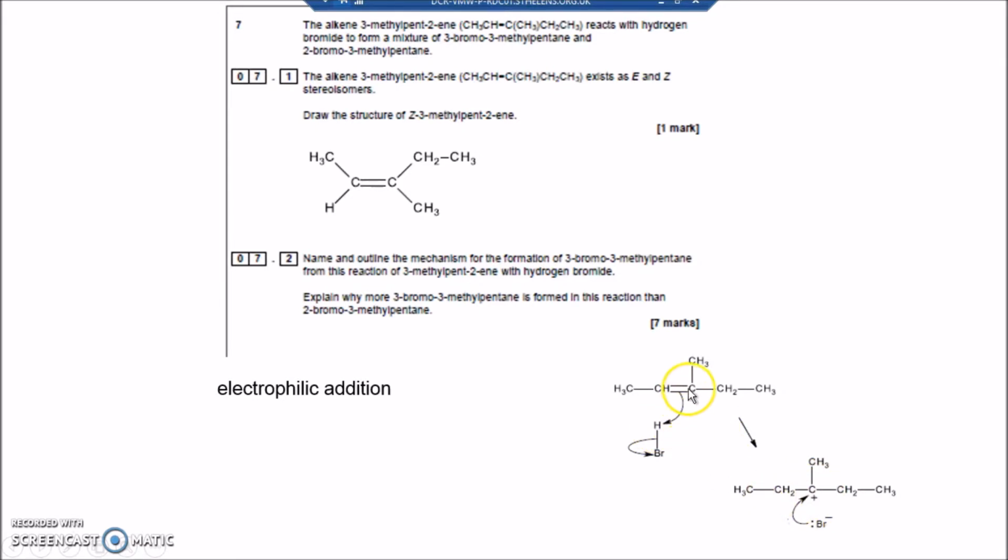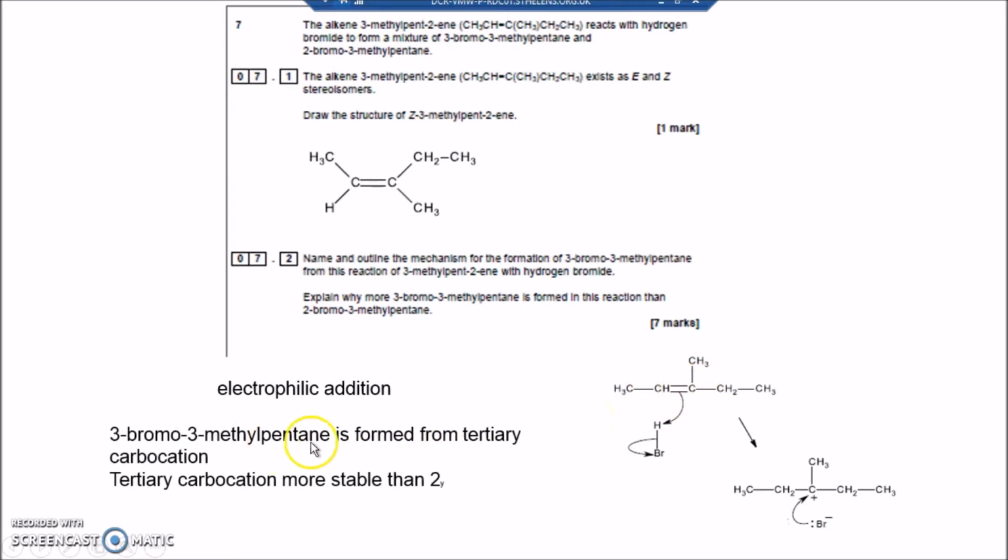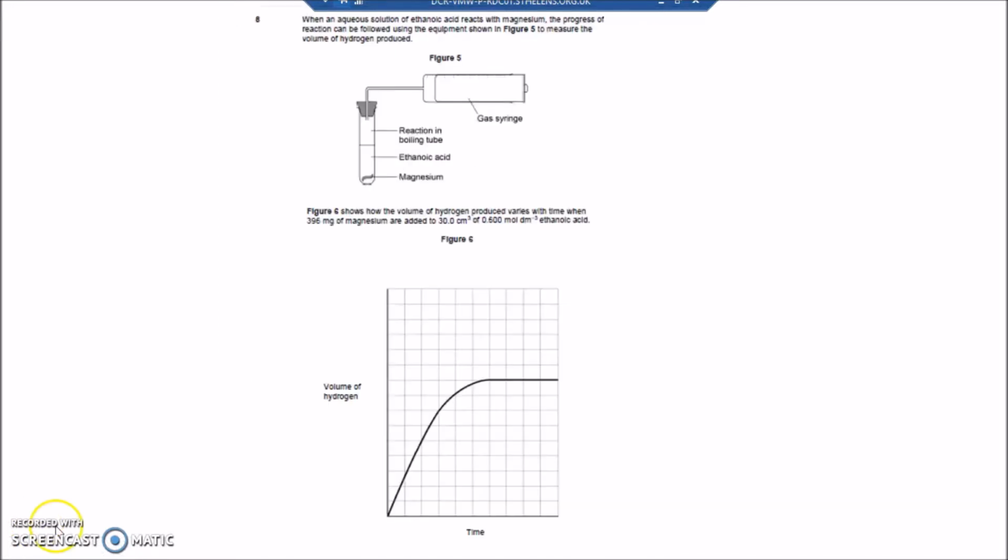Had the H bonded to this carbon and the plus been on the other carbon, then that would have been a secondary carbocation because this C plus would have had carbons either side. So your answer is that 3-bromo-3-methylpentane is formed from a tertiary carbocation, which is more stable than the alternative, which is a secondary carbocation, which would be the minor product.